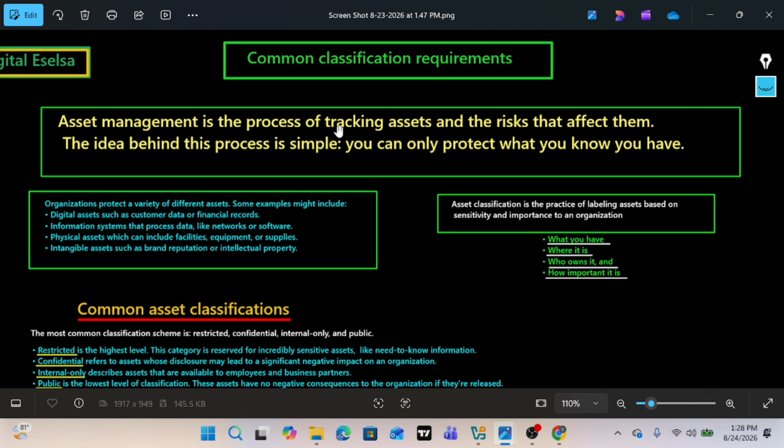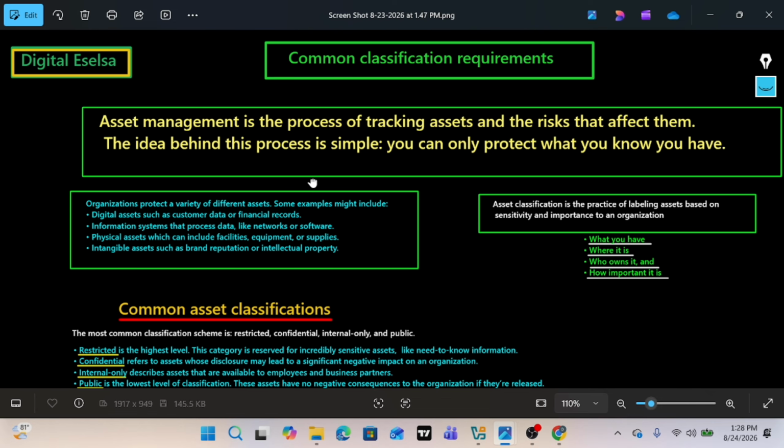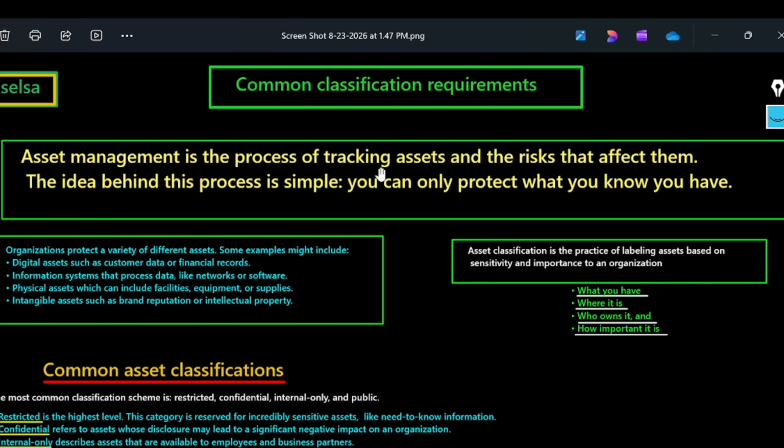We need to maintain the confidentiality of that asset, the availability and the integrity. This is what our goal is. So now we use different techniques like asset management and asset classification to know the assets and track them, right? And also understand the risks that affect them. Without this, you won't be able to know the assets to protect.